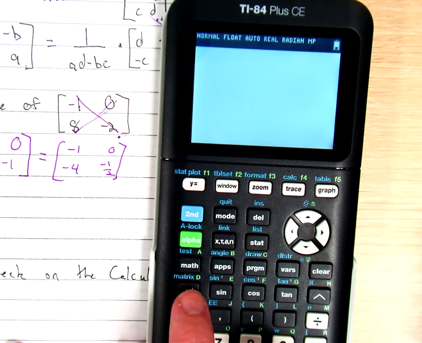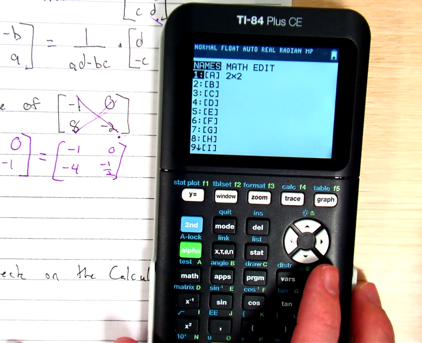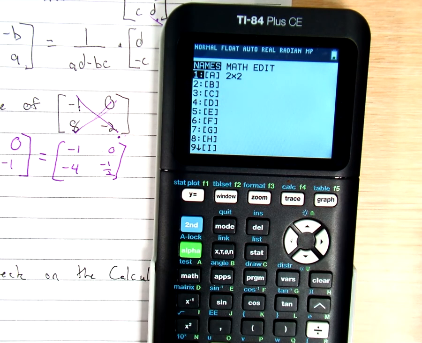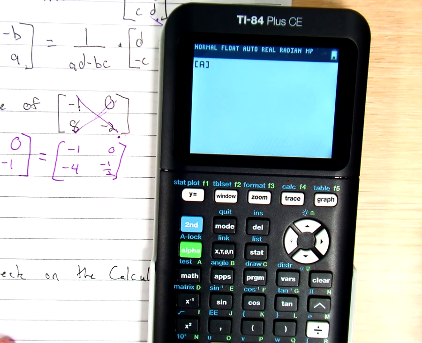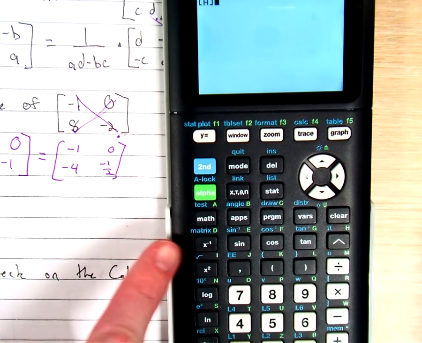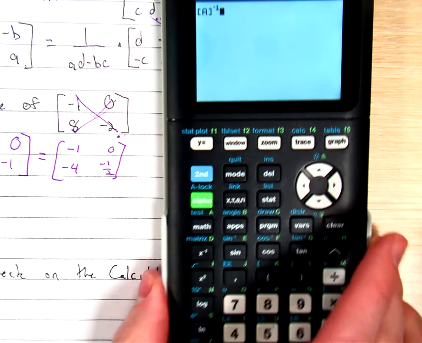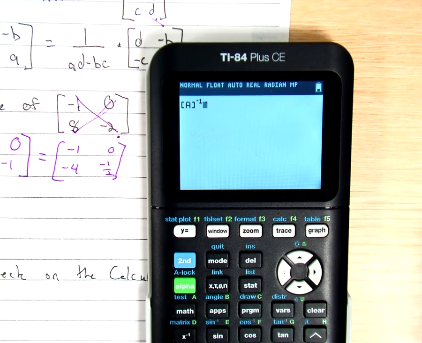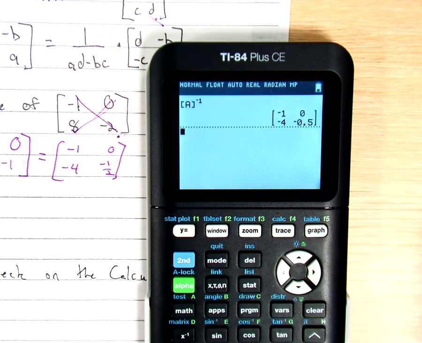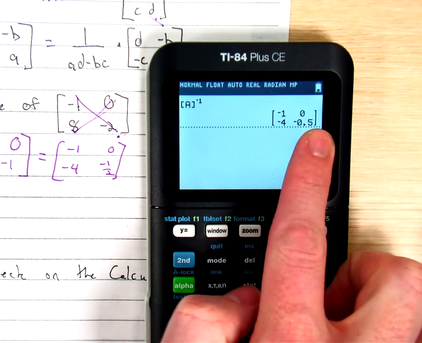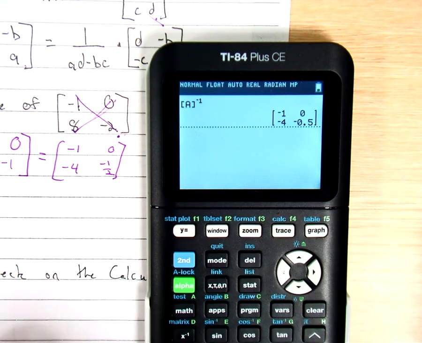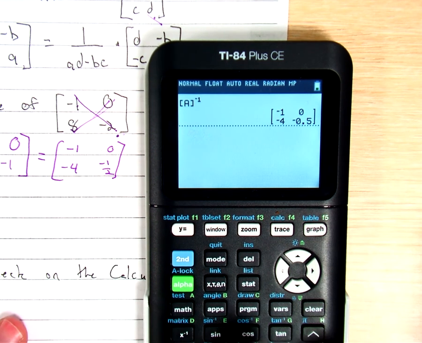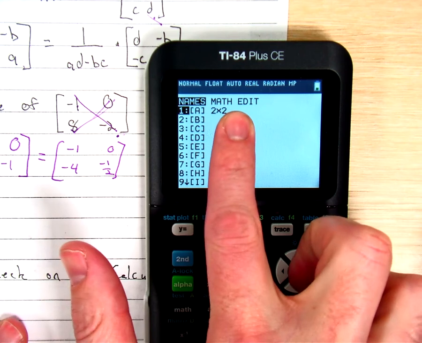Okay, back into matrix, second matrix. And we're going to keep it. Just hit enter. We're staying with names. Don't slide over to edit. Stay there with names. Hit enter. A, and then the inverse button, x negative 1. Okay, A inverse. Ta-da! Negative 1, 0. Negative 4, negative 0.5. Neat.